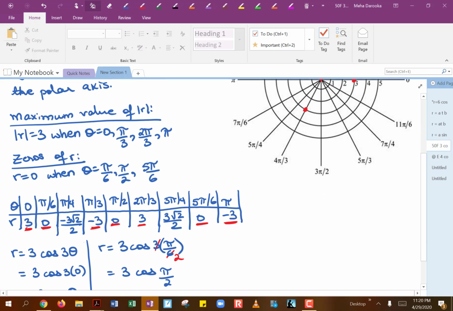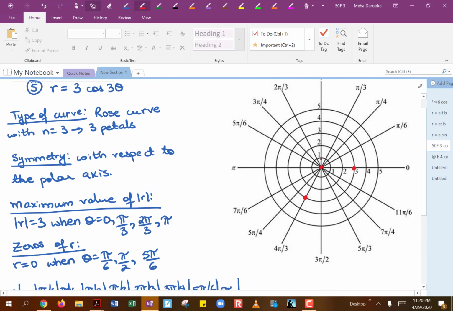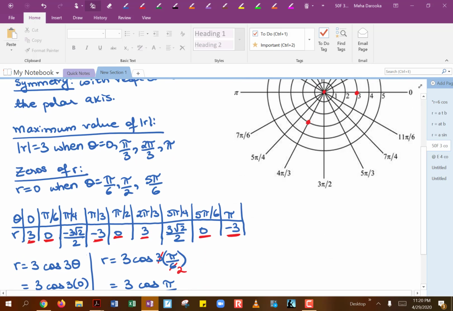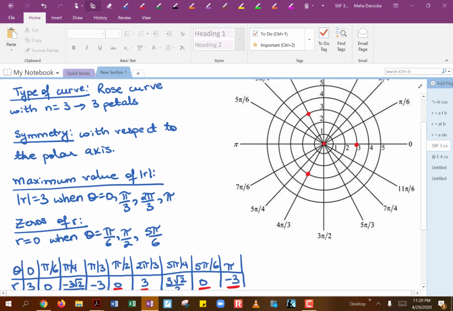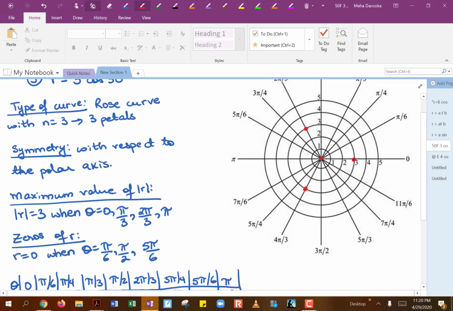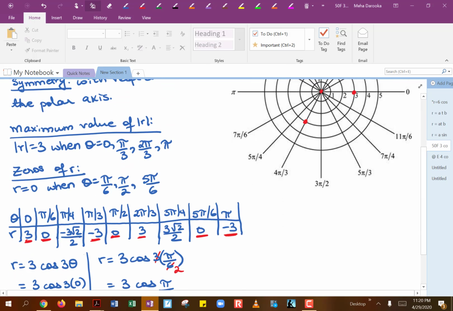Pi halves is at 0, 2 pi over 3 is at 3, 5 pi over 6 is at 0, and pi is at negative 3, which will bring us back to that first point. Okay, so we need to do these intermediate points over here. So let's see what this approximation for pi over 4 is. That's negative 3 square root of 2 divided by 2, and that's coming out to be approximately negative 2.1. So this guy would have to be positive 2.1.